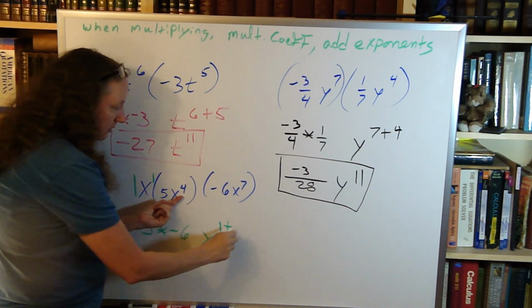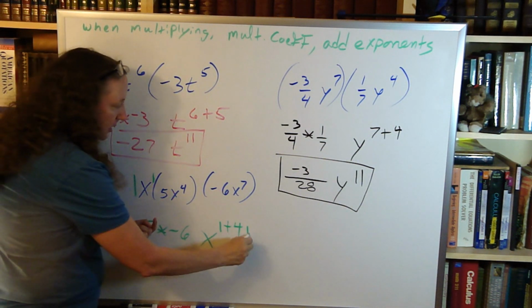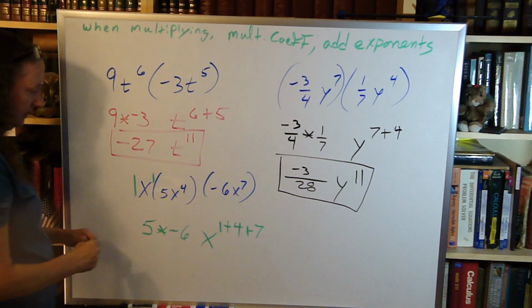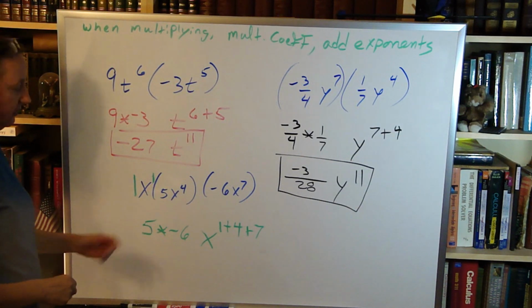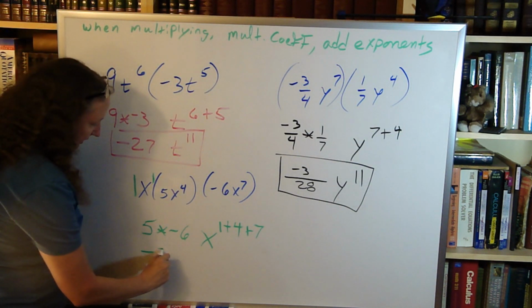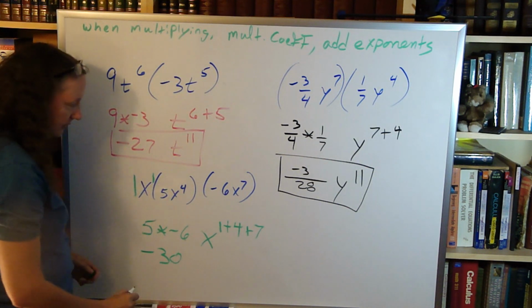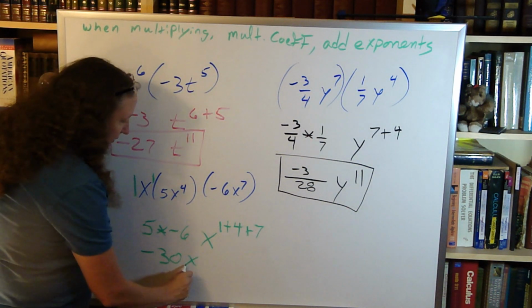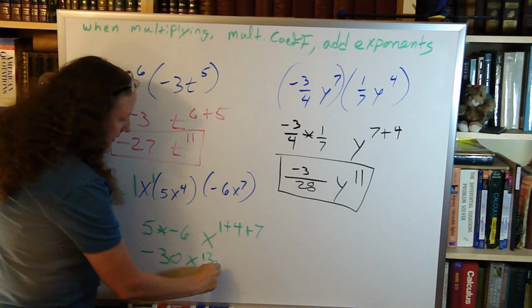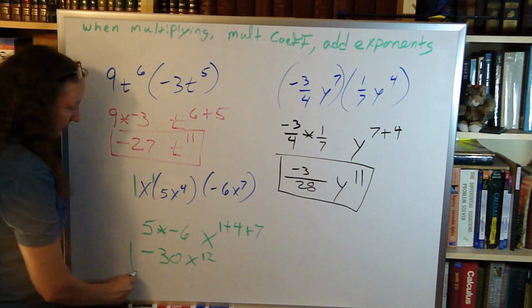Plus 4 plus 7. So I have 5 times negative 6, positive times negative is negative. 5 times 6 is 30, times x to the 1 plus 4 plus 7, that's 12, and I have my answer.